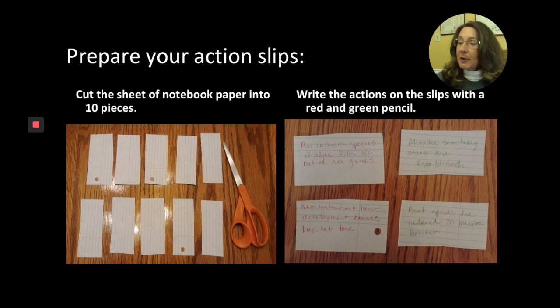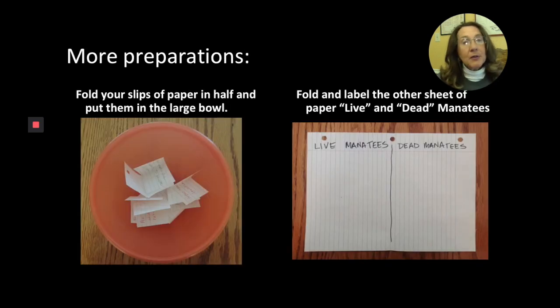Next, use the list of red and green actions that are listed on the second page of your handout to fill in the slips. 1 action per slip. If you have colored pencils, use red for the red actions and green for the green ones, like you see in the picture on the right-hand side of the slide. If you don't have colored pencils, use 2 different ink colors, or pencil for one type and pen for the other. Fold the slips of paper in half and put them in the large bowl, like you see in this picture on the left-hand side.